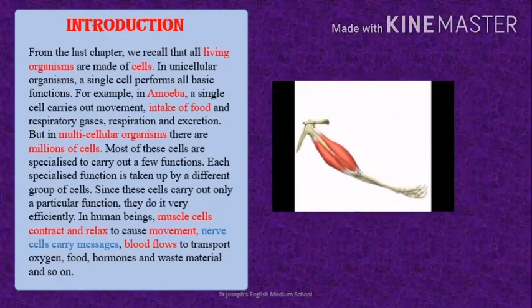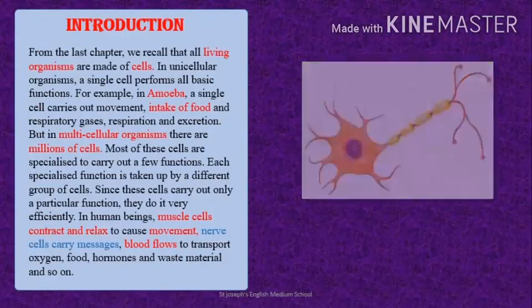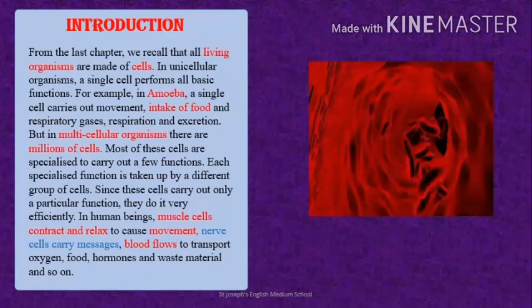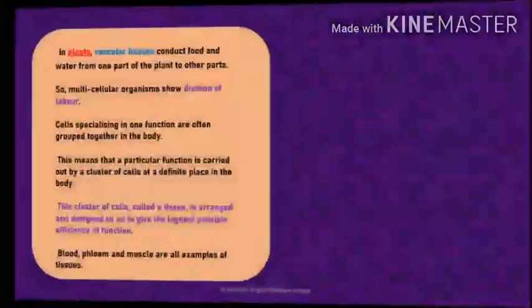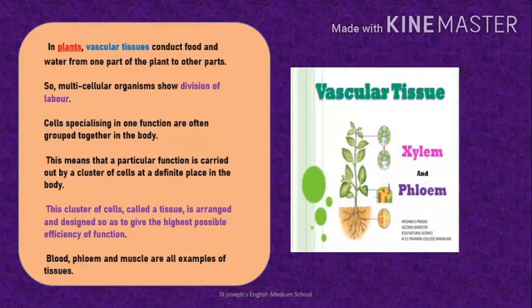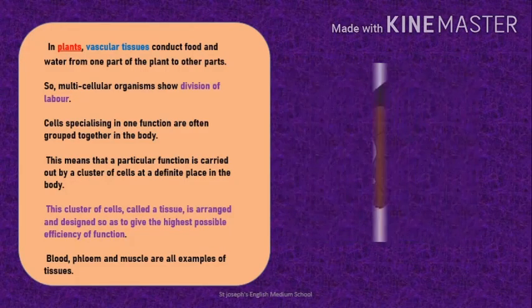the muscle cells contract and relax to cause movement. In the same way, nerve cells carry messages and blood flows to transport oxygen, food, hormones and waste materials and so on. But what about in plants? Vascular tissues conduct food and water from one part of the plant to other parts. Like xylem conducts water and phloem conducts food from one part to the other part of the plant. So, in multicellular organisms, they show division of labor.